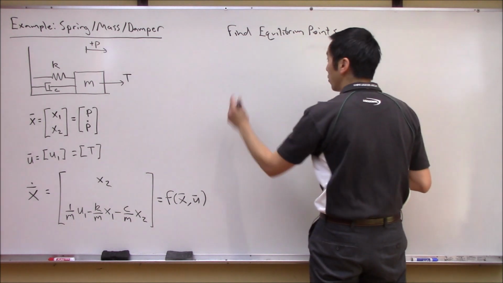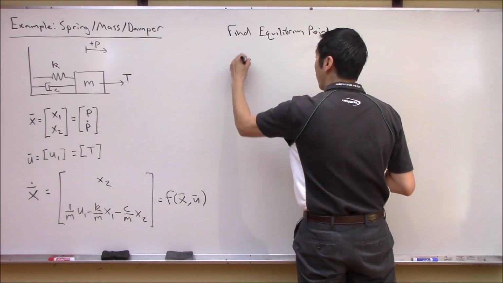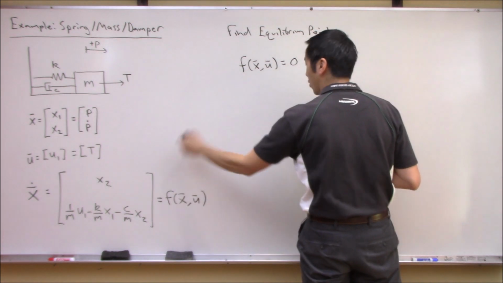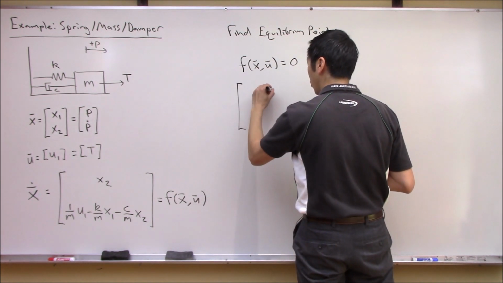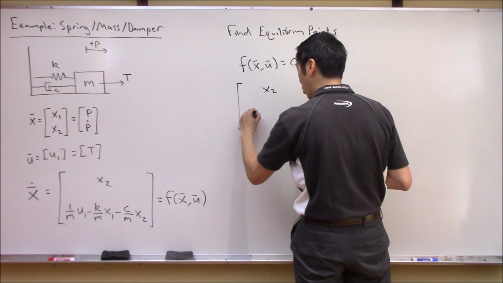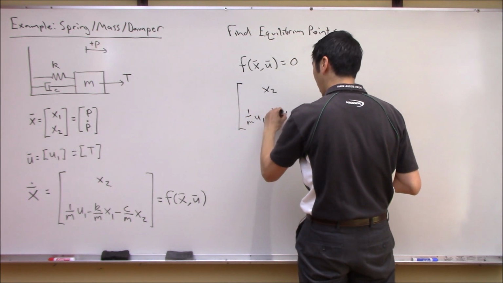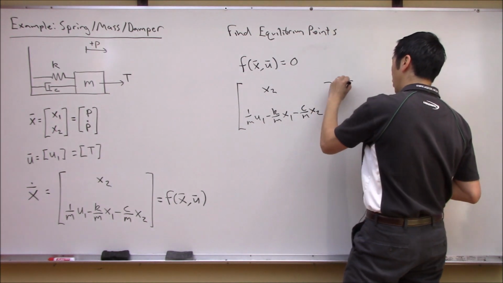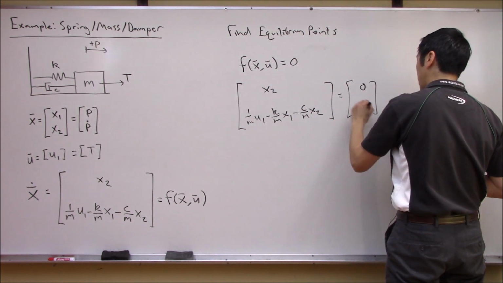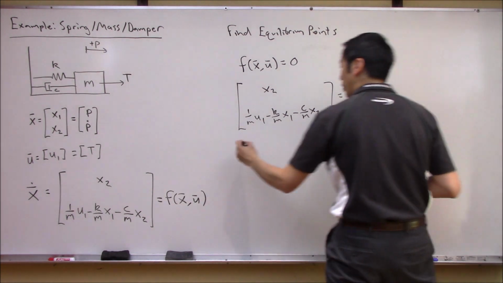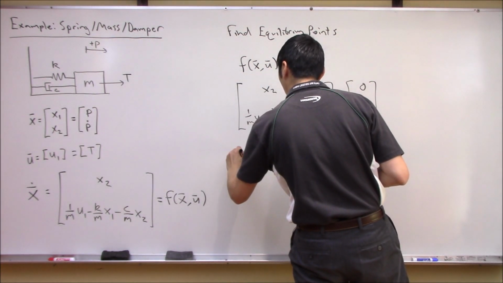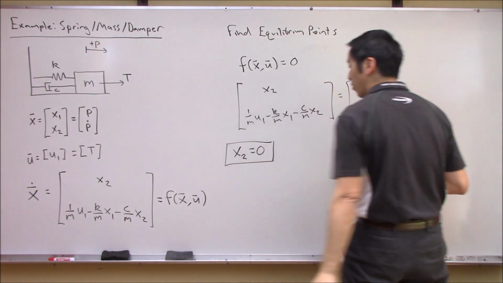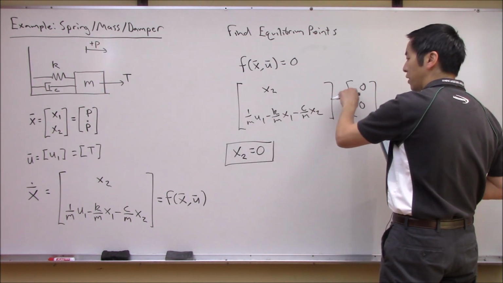Okay, so if I want to do this, all we have to do is just solve f of x, u is equal to 0, right? So in other words, I just need to solve this equation over here: x2, and then 1 over m u1 minus k over m x1 minus c over m x2. This has got to equal 0, 0. Right? So from the first equation, we immediately see that we have the requirement that x2 has got to be 0. Okay? So we can box this up. This is one requirement that we see immediately from this first row.